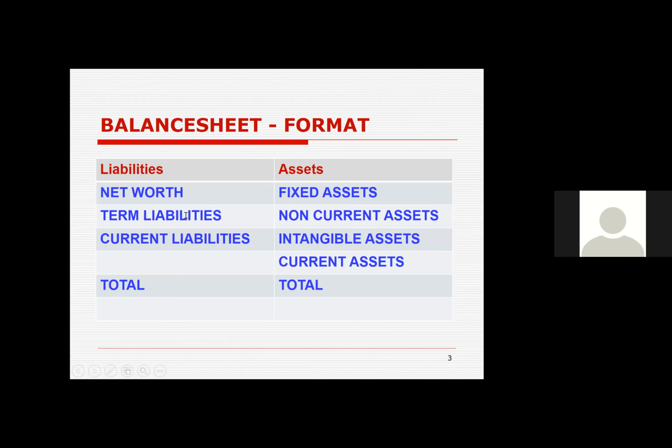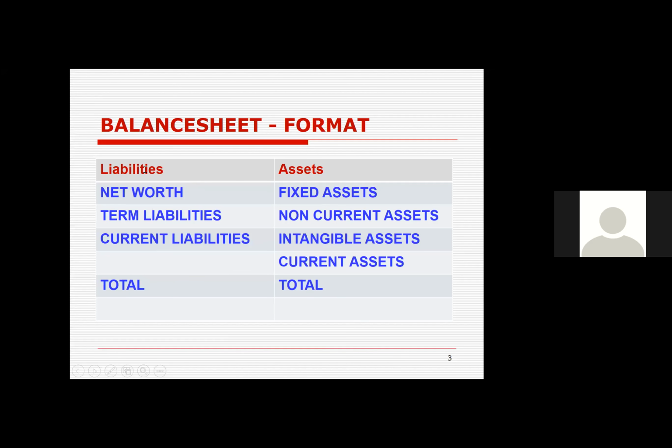From somewhere the firm has raised the fund, which is shown on the liability side, and it is used for the firm's business. So liabilities are the sources of funds, assets are the use of funds. We have seen assets are classified into how many heads; we have explained that.